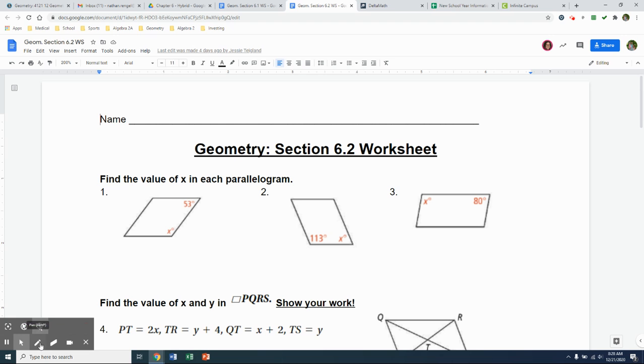One thing I want you to notice about parallelograms: two sides are going to be parallel.